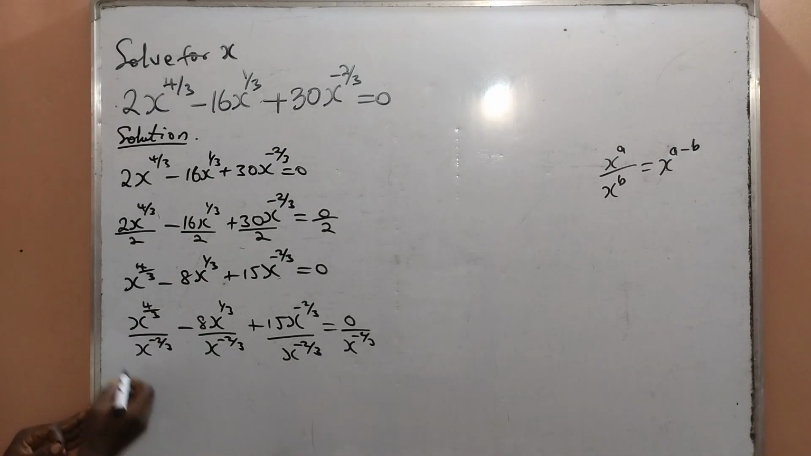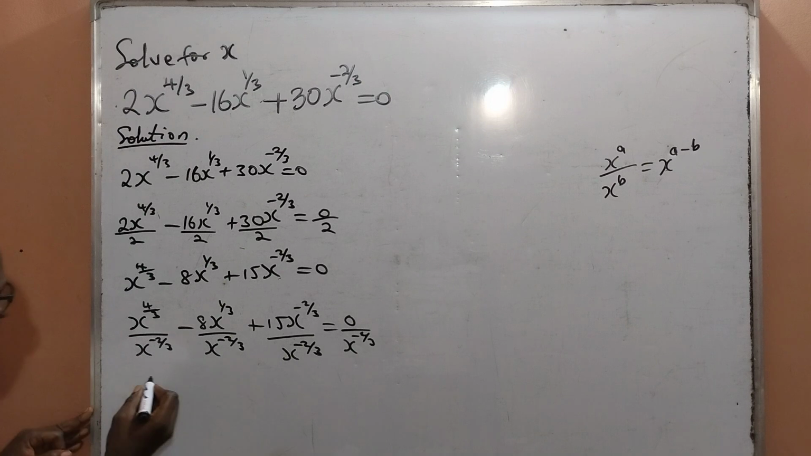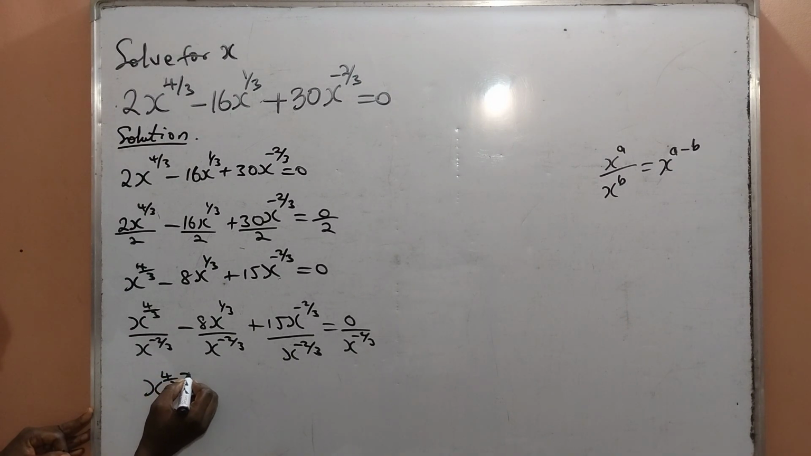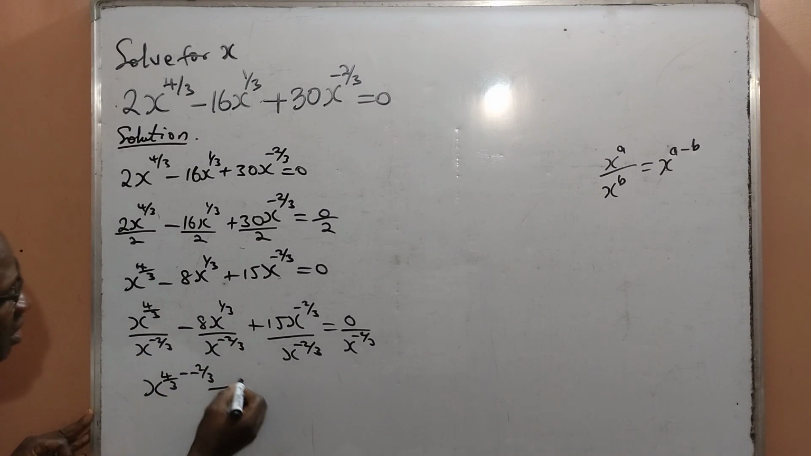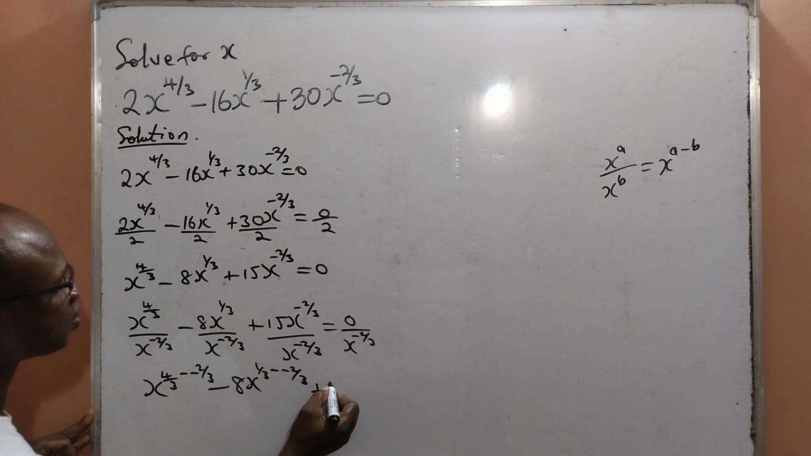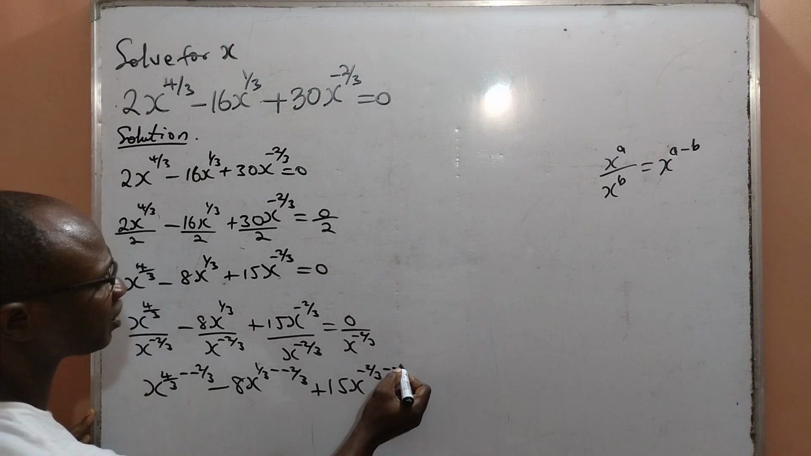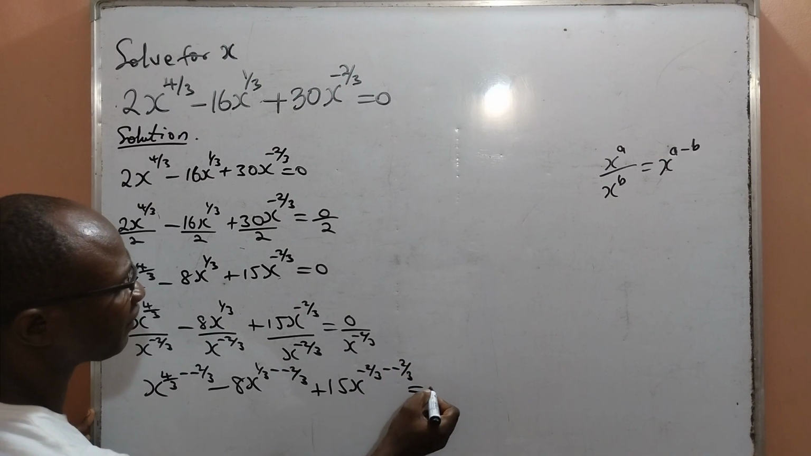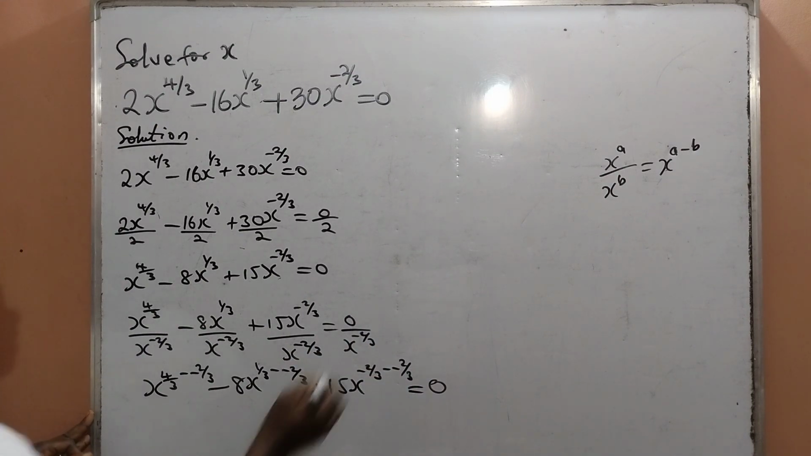What that implies is that the base in the numerator is x and the denominator is x. So I will have it written x raised to the power 4 over 3 minus 2 over 3, minus 8x raised to the power 1 over 3 minus 2 over 3, then plus 15x raised to the power minus 2 over 3, then minus 2 over 3. Everything now, 0 over this is equal to 0. Very good.